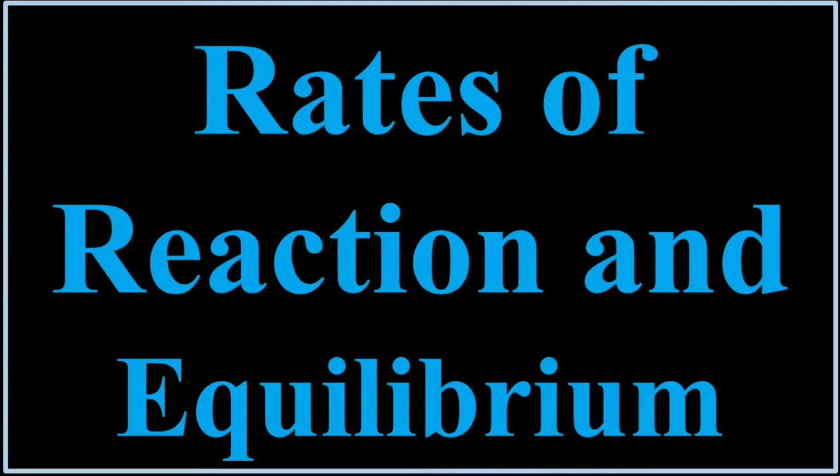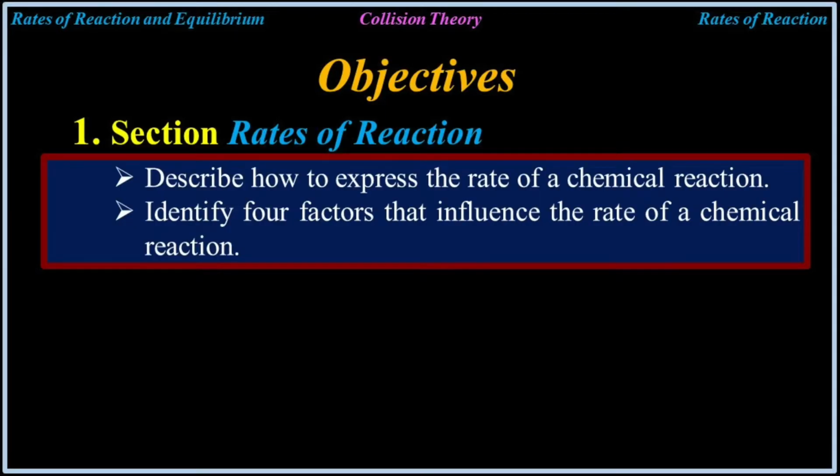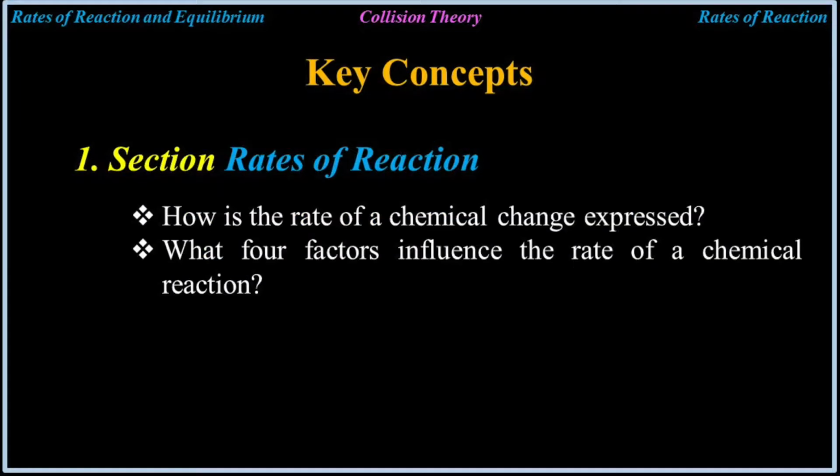Rates of reaction and equilibrium. Objective, Section 1. Describe how to express the rate of chemical reaction. Describe 4 factors that influence the rate of a chemical reaction. Rates of a chemical reaction is essentially reaction kinetics.